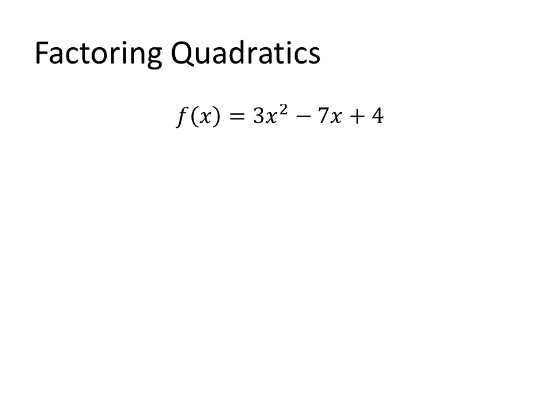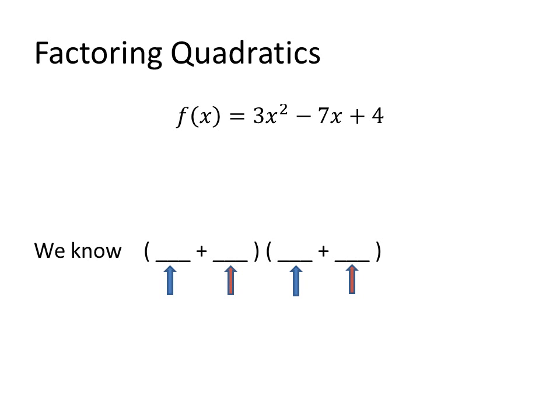If we have this quadratic 3x squared minus 7x plus 4, and we wanted to factor that, we know that we are going to have two sets of parentheses. And we can think about what numbers need to go in the first set of blanks and what numbers need to go in the second set of blanks. For the first set, with the blue arrows, we know that when we multiply those two numbers, they have to give us 3x squared. So the only option here is to have 3x and x.